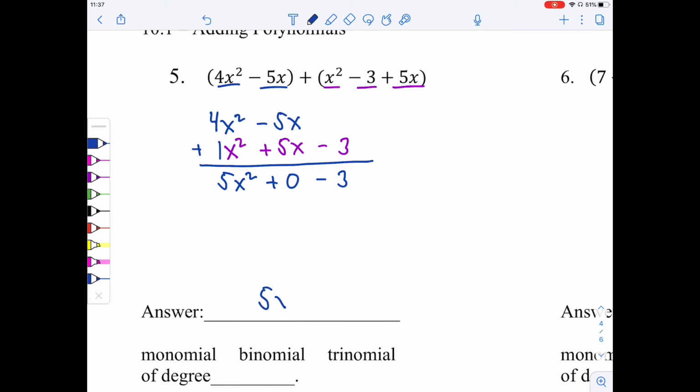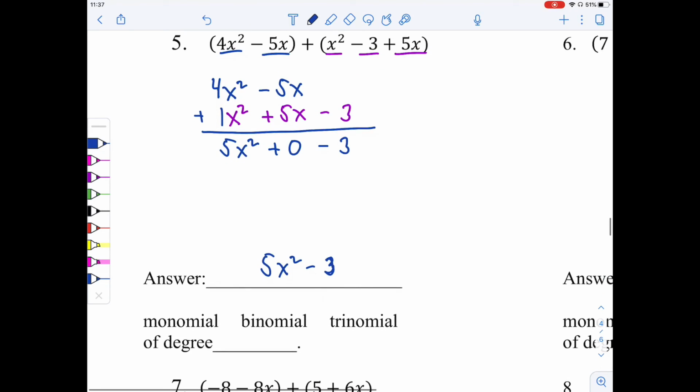All right, so we simplify that. So 5x squared minus 3. Because the 0 disappears. So now we have 2 terms. Right here, so 2 terms. So 2 terms means binomial. Highest power, right there, degree is 2. So degree 2.